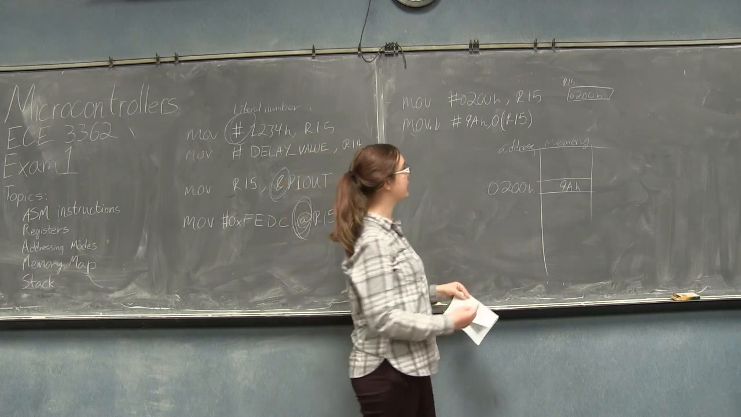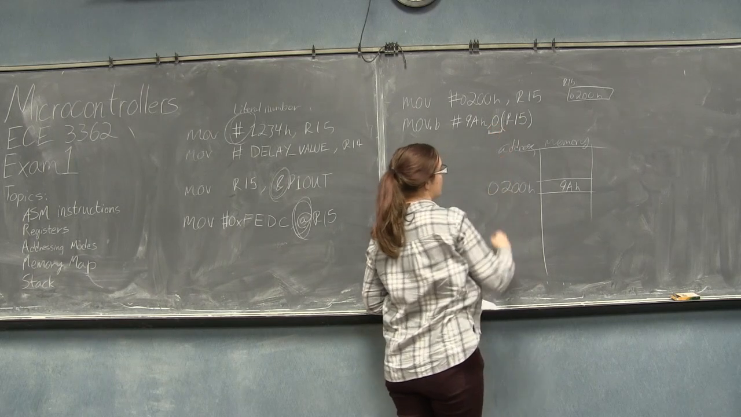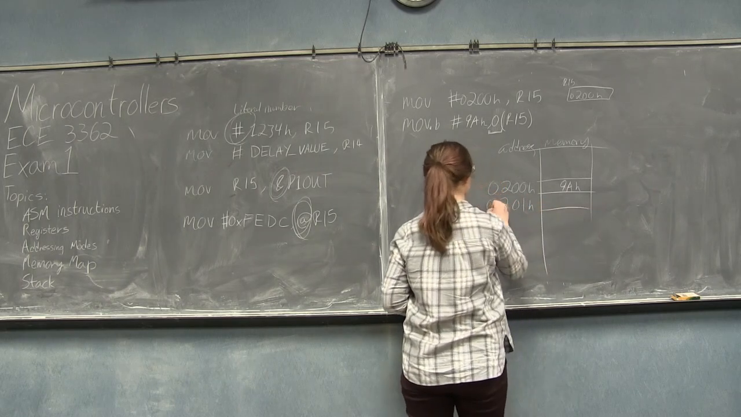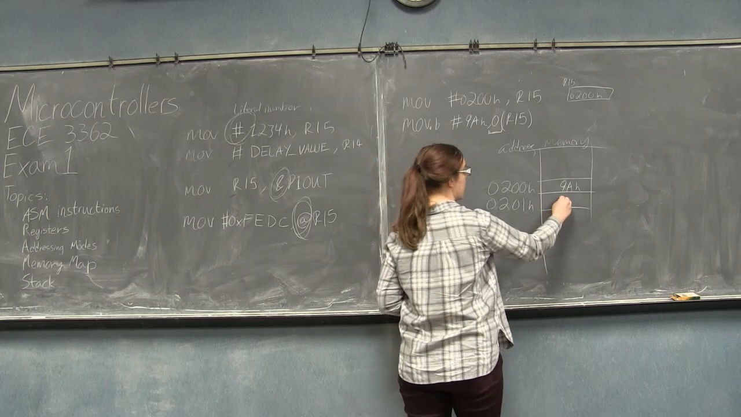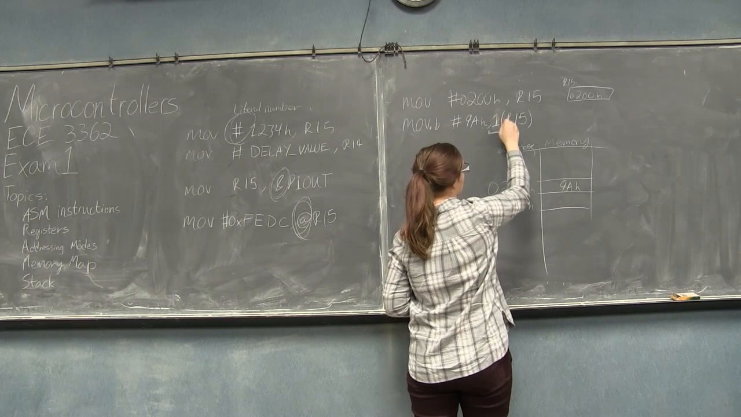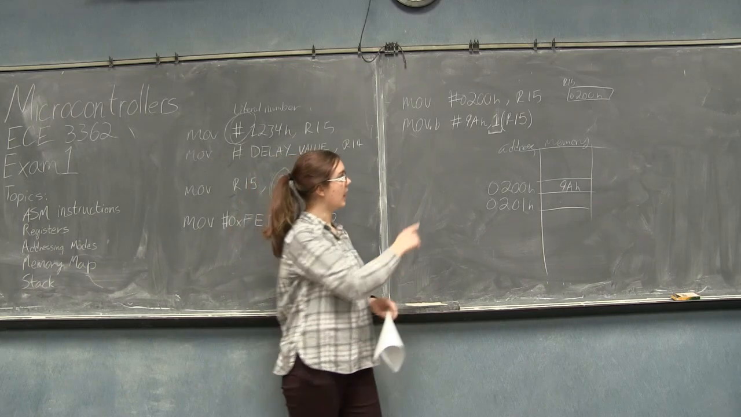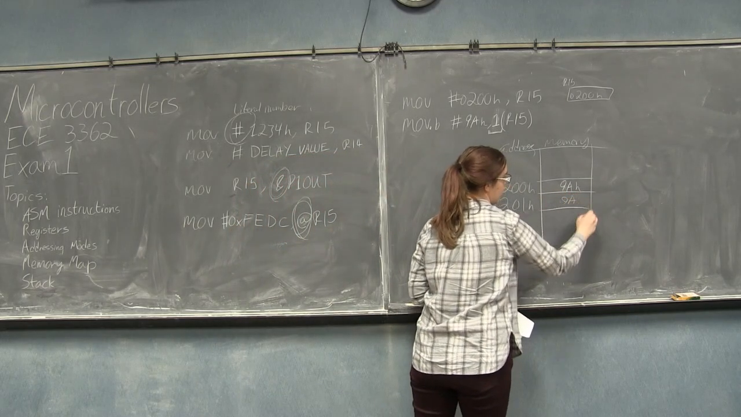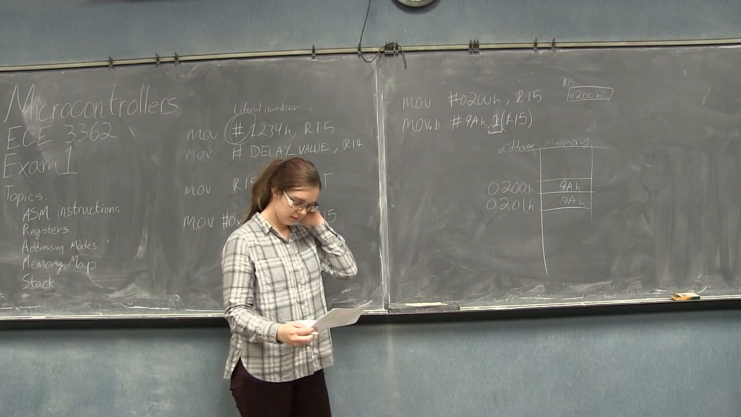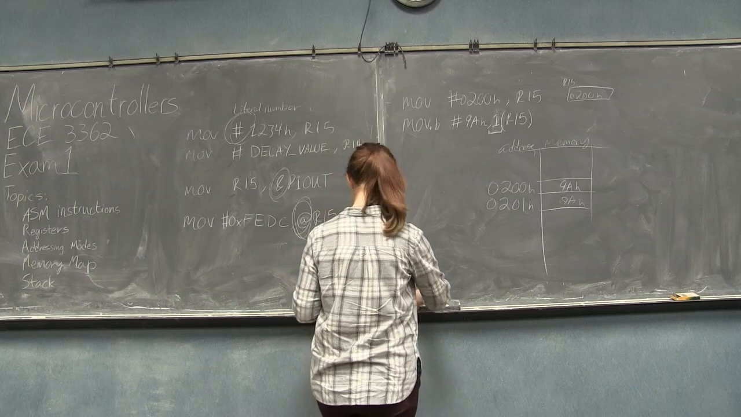So this number right here is an offset. So if you wanted to get 201 hex, this address in memory, all you'd have to do is change this 0 to a 1. And then this value would go into there. And I think that's it for the addressing modes.